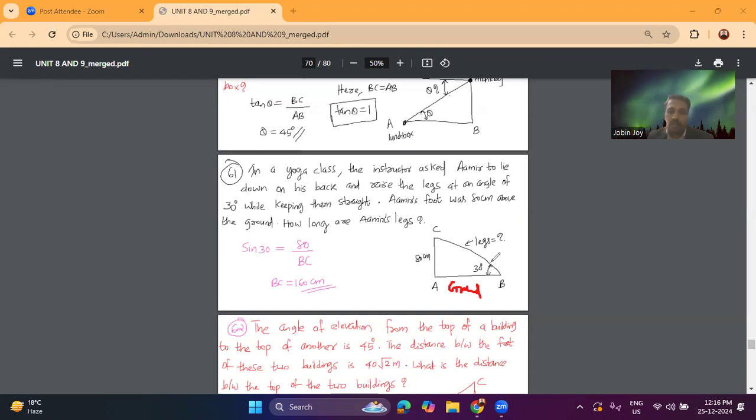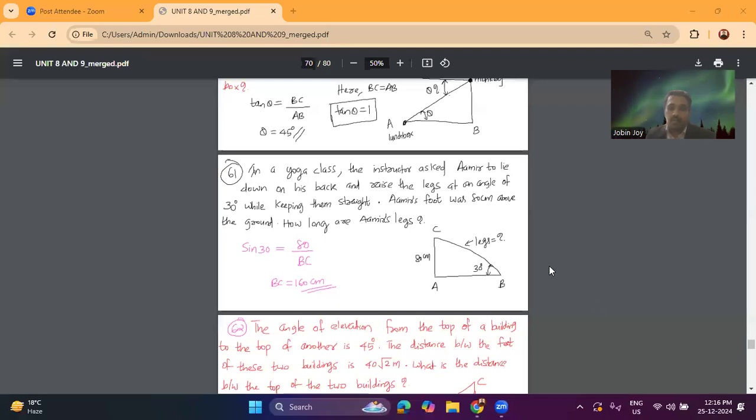And how long are Amir's legs? That means you have to calculate the hypotenuse. This is the hypotenuse, which I have to calculate. This angle of elevation we know, and this is the opposite side. So opposite and hypotenuse means you can apply the sine. Sine 30 is equal to opposite side divided by hypotenuse. After solving this, you will get the value of BC. BC is 160 centimeters.